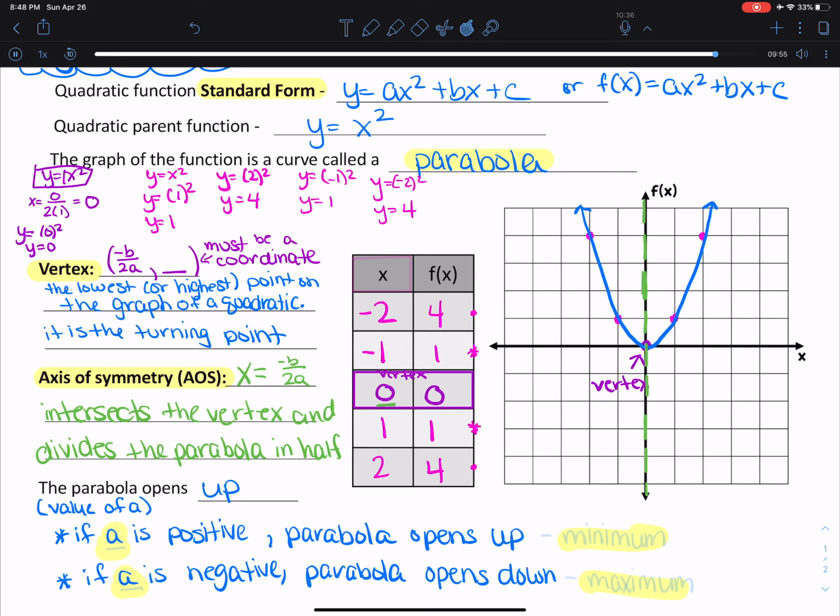Now the value of a and whether it opens up or down is also going to tell us if our parabola has a maximum or if it has a minimum. Now, if we look at this parabola here, well, it has a lowest point. So a lowest point, it's going to have a minimum. The highest point is going to be the maximum, which should make sense. So if our a is positive and it opens up, well, then we have a minimum. If a is negative and the parabola opens down, then we have a maximum.